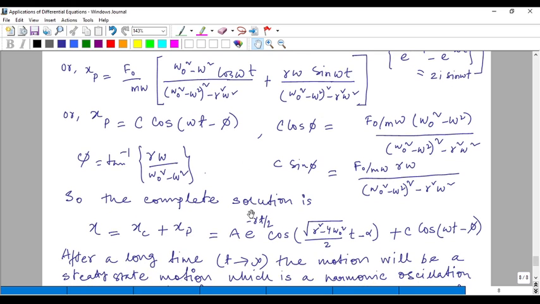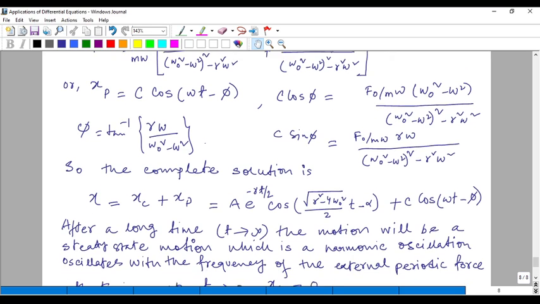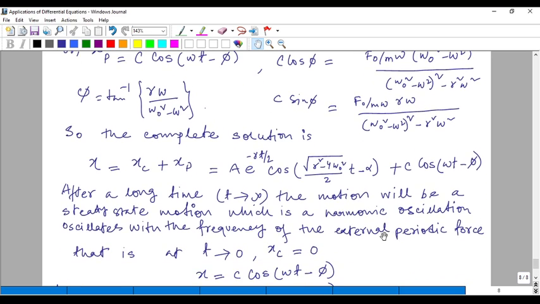So the complete solution we get is x equal to A e to the minus gamma t by 2 into cos of this, in t minus alpha, plus C cos of omega t minus phi. So this is the complete solution. Now we are not getting any idea about what the situation will be practically in the presence of that external periodic force.